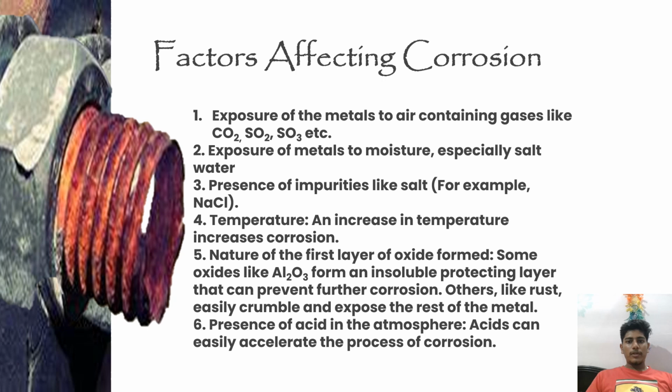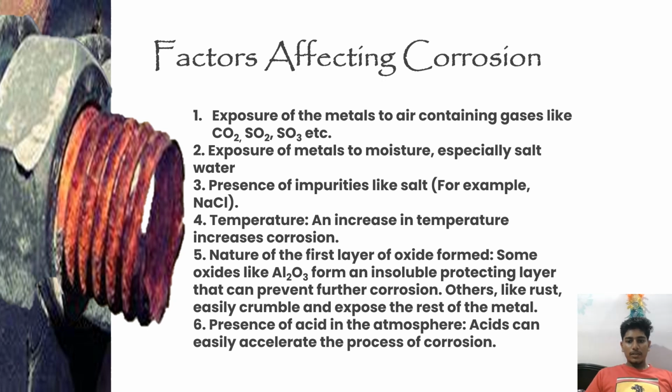Now, let us know about the factors which affect the process of corrosion. Firstly, exposure of the metals to air containing gases like CO2, SO2, SO3 affects the process of corrosion. Exposure of metals to moisture, especially salt water. Presence of impurities like salt, for example, NaCl, on the surface of the metals. Temperature, where an increase in temperature increases the process of corrosion.